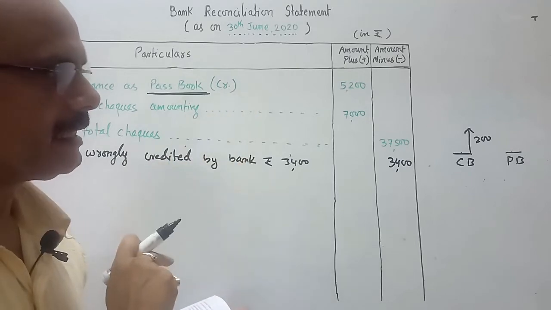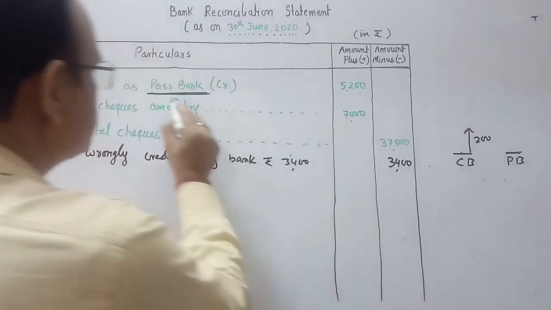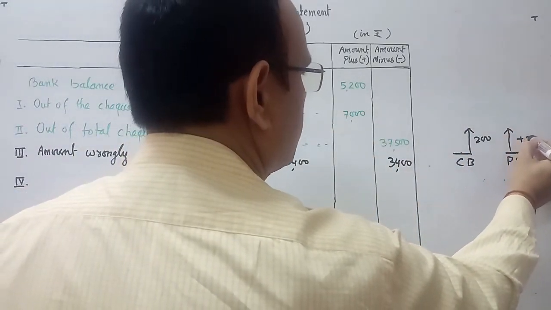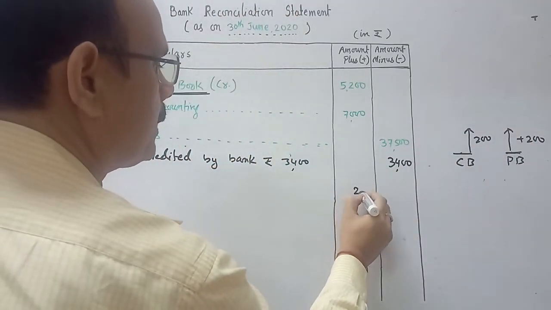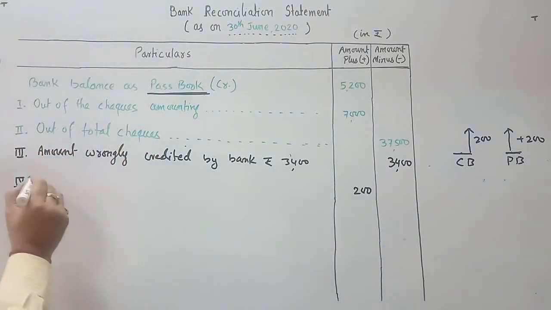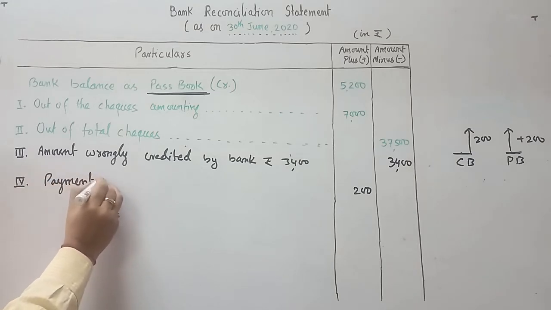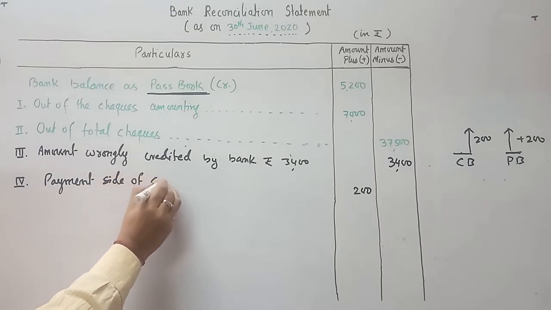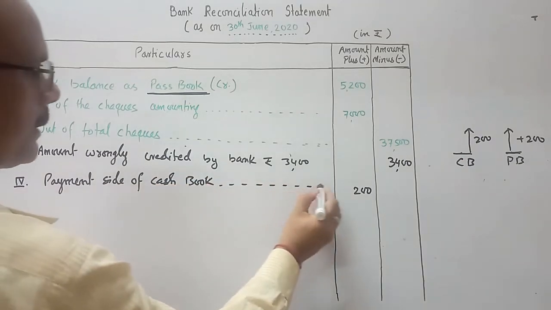As such, no mistake is done in the passbook, so the passbook is not increased. We are taking the passbook as the base, so we will do the addition to make the balance equal to the cash book. So we write 200 rupees in the plus side. For the payment side, you write the detail over here, that information: payment side of cash book. Okay, you write the detail.